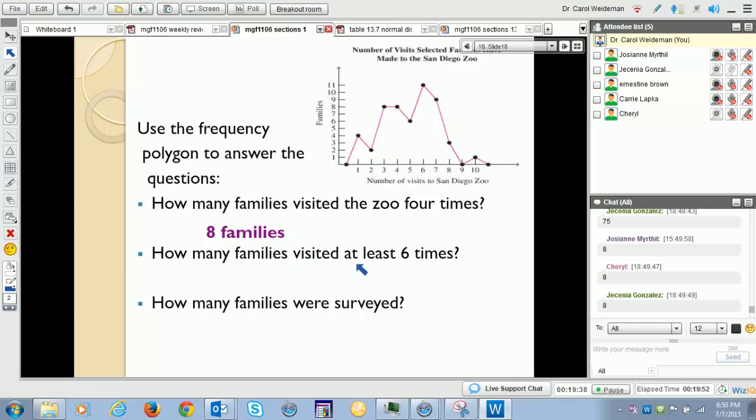Now here's where we get into wording. How many families visited at least 6 times? So here's 6. At least means 6 or more. So you're going to go this number plus this, plus this, plus this, plus this. Anybody get that one? 8? It's actually 24. Okay, so let me show you how at least 6 times. So here's 6 here. So this is 11 plus 9, 20, 23, 24.